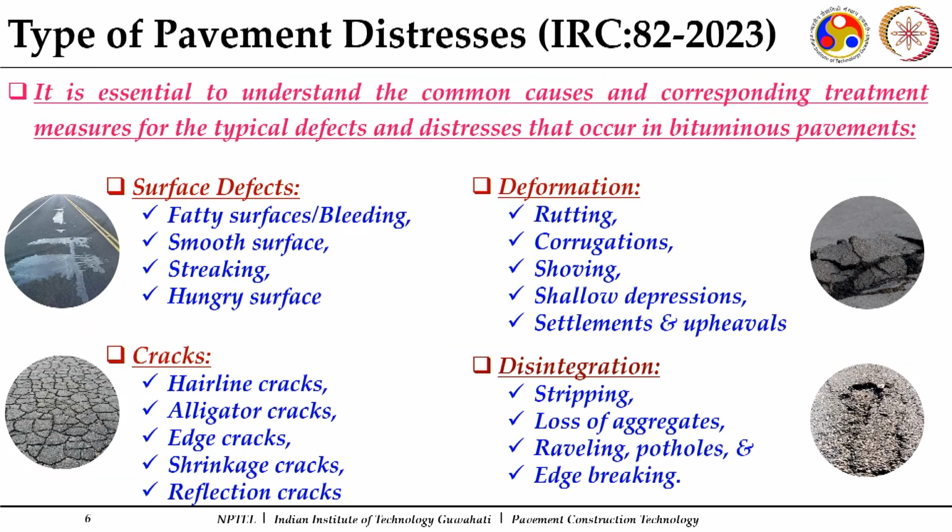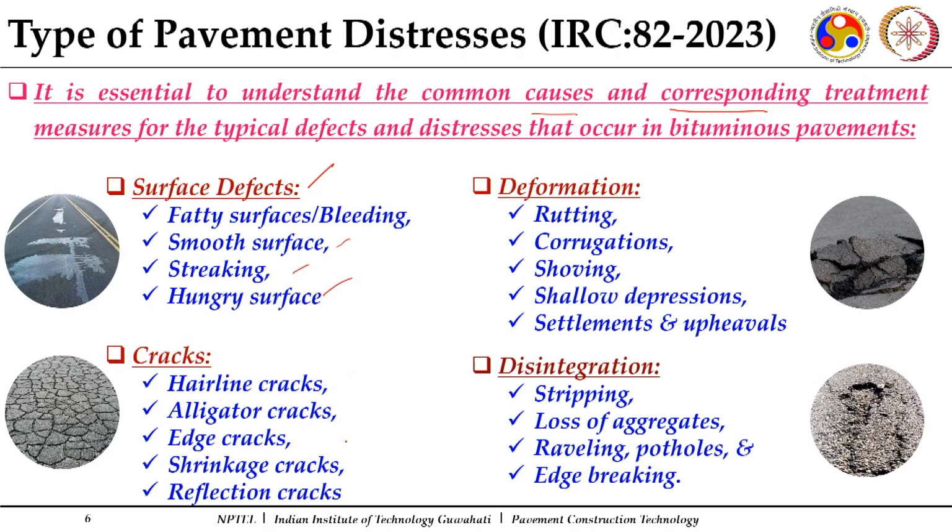Now, in the previous lecture we discussed the different distresses. Today we will discuss the causes and the usual treatments which are suggested for those different types of distresses. So, we discussed the surface defects in the previous lecture, where fatty surfaces, bleeding, smooth surfaces, streaking and hungry surface were discussed.